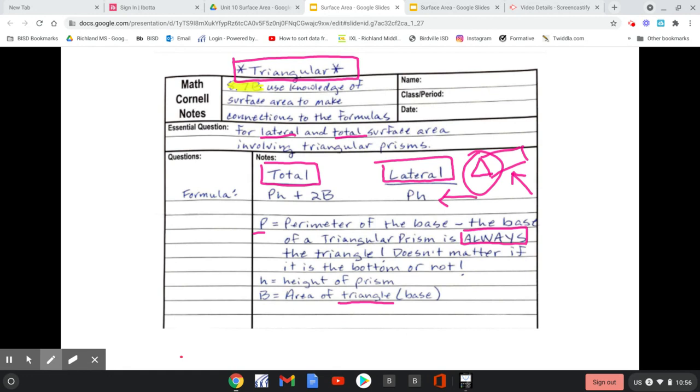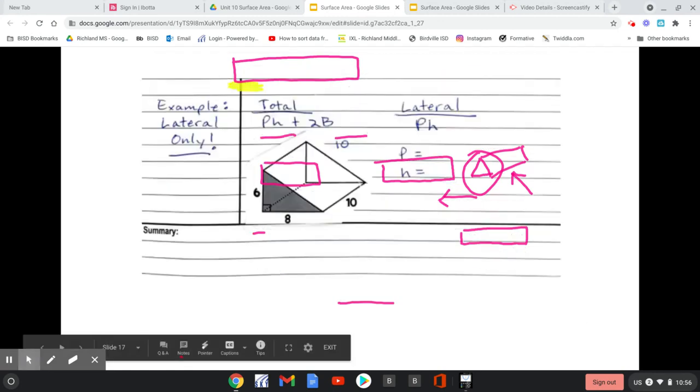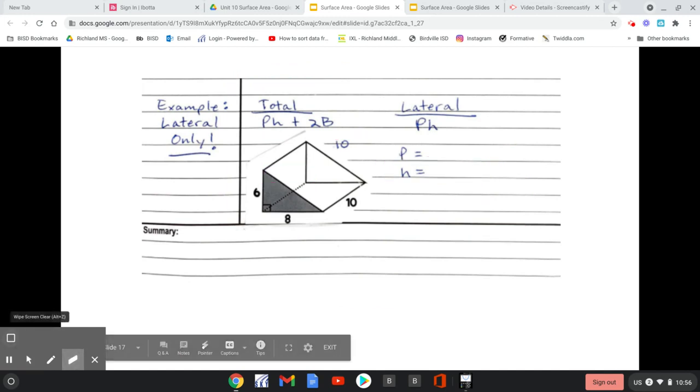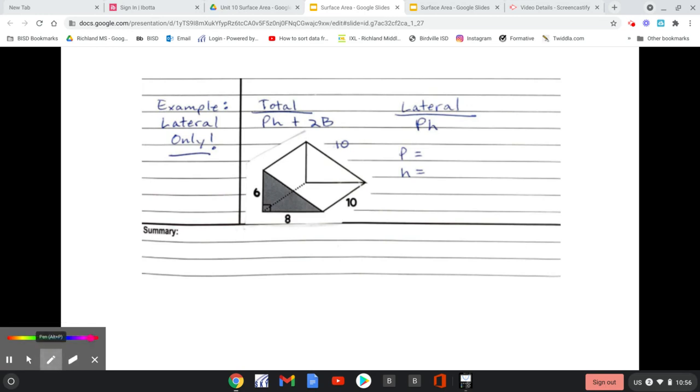Okay, so let's carry on. Let's do an example. We're not going to do total, which there's the formula. We're only going to do lateral. So let's do this example. We have to find the perimeter of the base, which is the triangle. So we know this side is 8, this side is 6, and we don't have a number on this side, but we do see that over here, this side is 10. So therefore this side is 10.